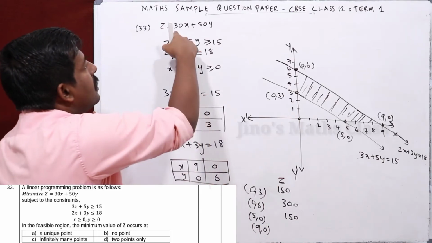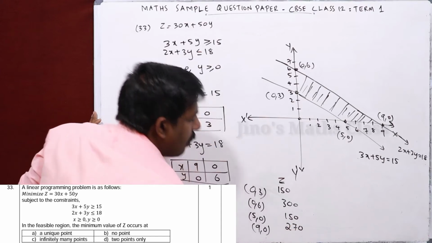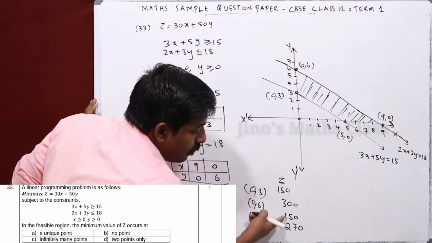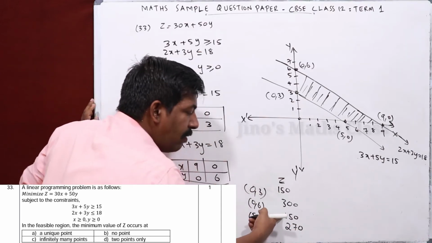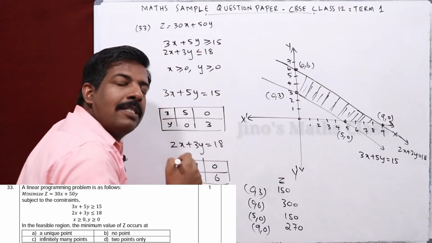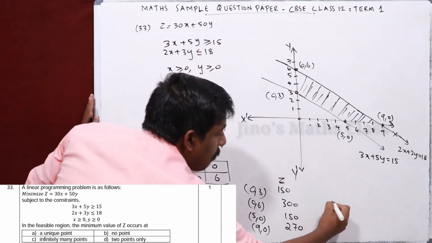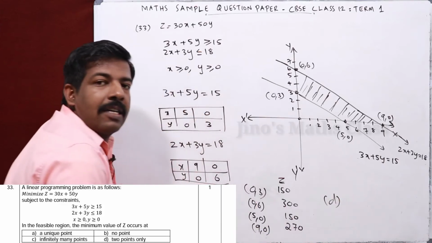At the time we are getting 270 plus 0, that means we are getting 270. Now we are getting two minimum values, 150, at two different points. So we can say Z is minimum at 2 points. That's why option D is the correct answer.